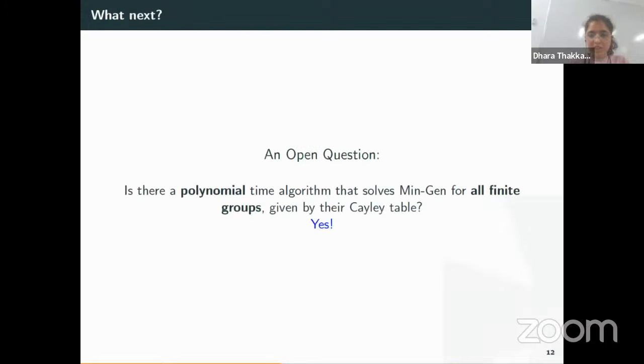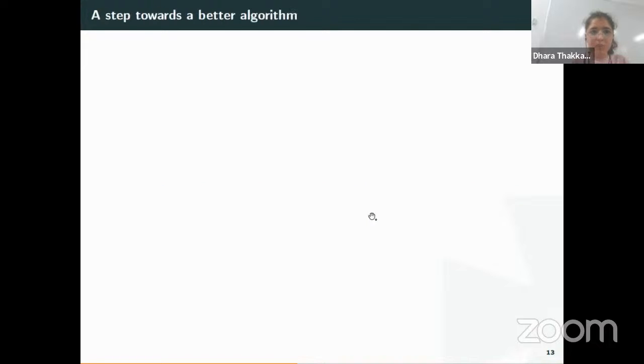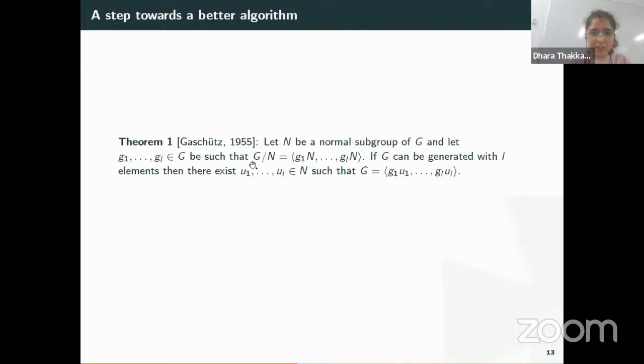Then we obtained a polynomial time algorithm that holds for any finite group given by the Cayley table. So let us see the idea behind this polynomial time algorithm. There is this result by Gaschütz. It says that suppose N is a normal subgroup of a group G, and we have the generating set for this quotient group.